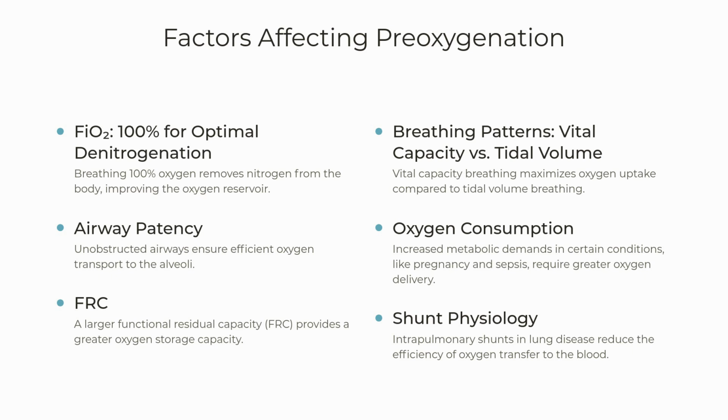Breathing patterns also matter. Studies show 8 vital capacity breaths over 1 minute can be as effective as 3 minutes of tidal volume breathing. Oxygen consumption, which is higher in conditions like pregnancy or sepsis, speeds up desaturation. Finally, shunt physiology, seen in diseases like pneumonia, ARDS, or atelectasis, reduces oxygenation effectiveness by bypassing oxygenated alveoli.